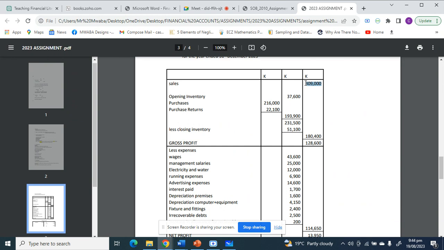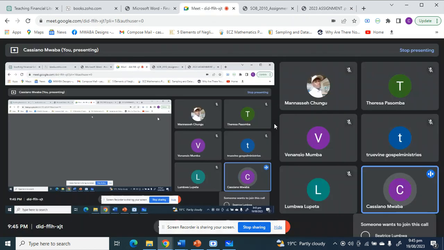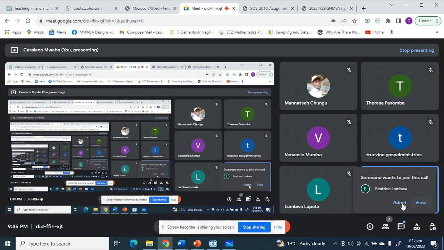The concept of this trading account comes from that formula which says profit equals selling price minus cost price. All right. So in this case, our selling price is sales revenue, and our cost price is the cost of goods sold. All right. That is the information we want. We want our cost of goods sold. Those goods that were not sold, their cost is not important.